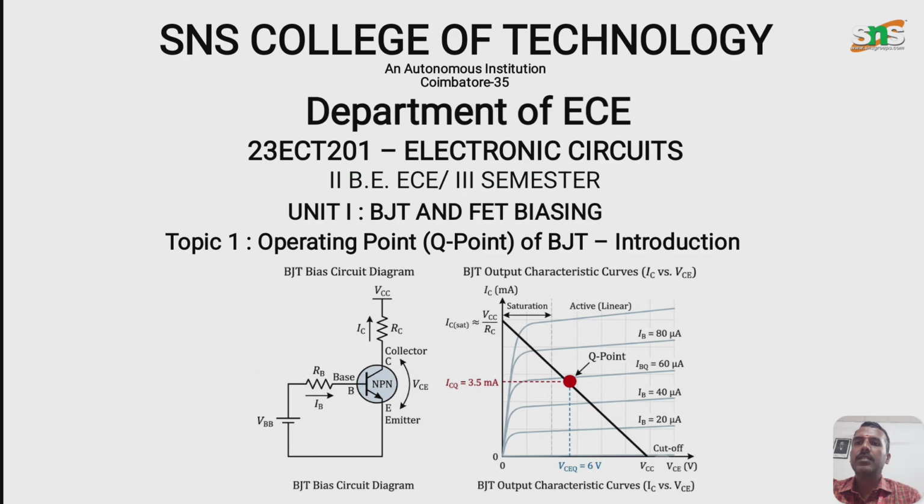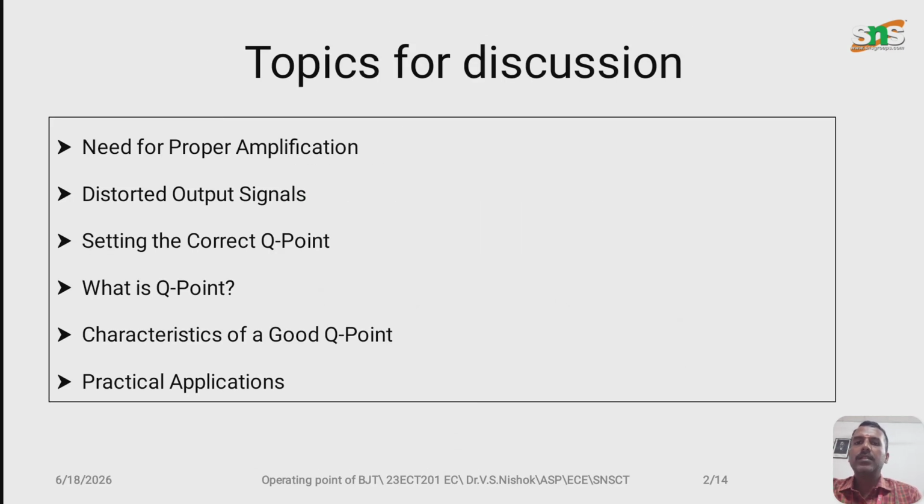Here we have gathered to discuss the topic operating point of BJT from the subject Electronic Circuits. So this is the outline of our video, which starts with need for proper amplification and distorted output signals, setting the correct Q point, what is Q point, characteristics of the good Q point and its practical applications.